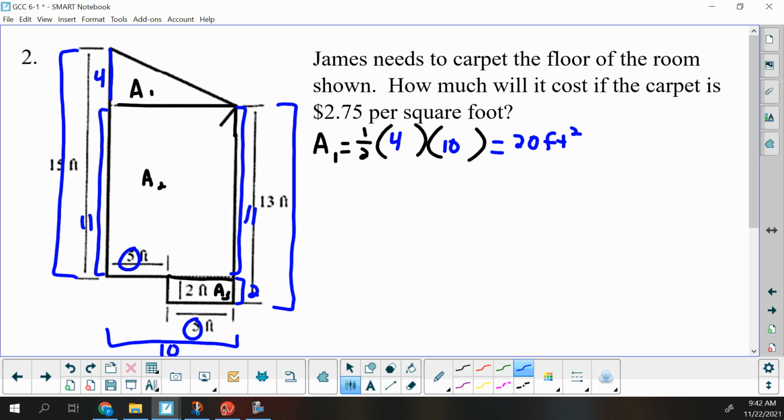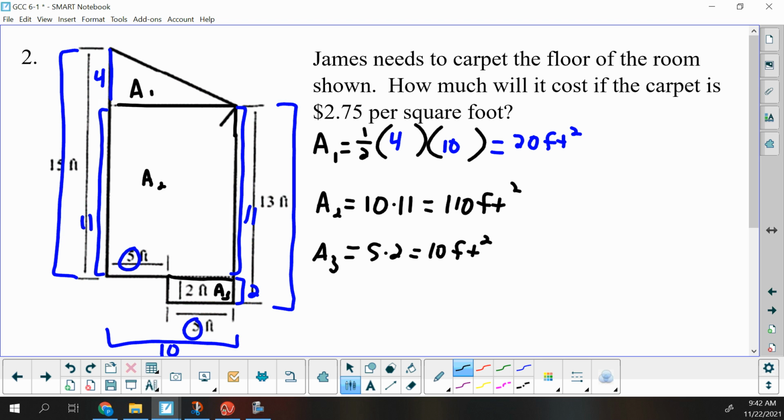And it's okay if you didn't put the units on your individual areas, but do make sure to include it at the end. For area 2, we've just got a rectangle. We've identified that the base and height for that rectangle are 10 and 11. So 10 times 11 will just give us 110 feet squared. And then our third, that little rectangle, you have a base of 5 and a height of 2. So we just have 10 feet squared. So for our total area, we'll just add all 3 of those up. And we get 140 feet squared.